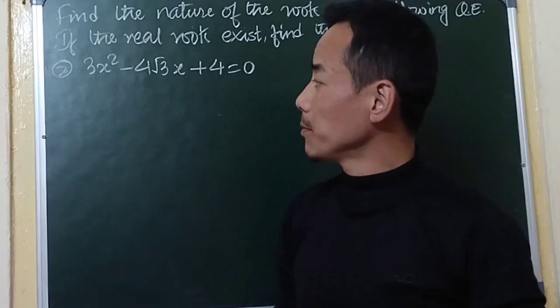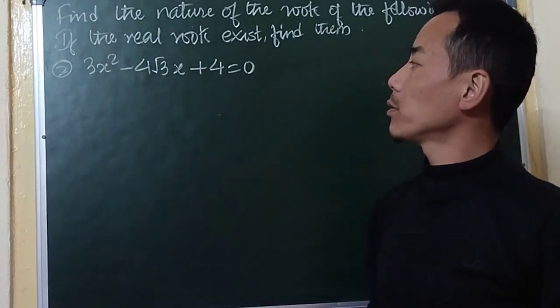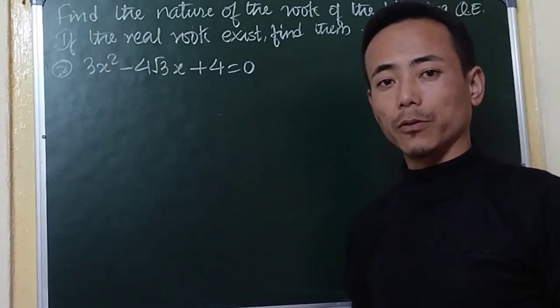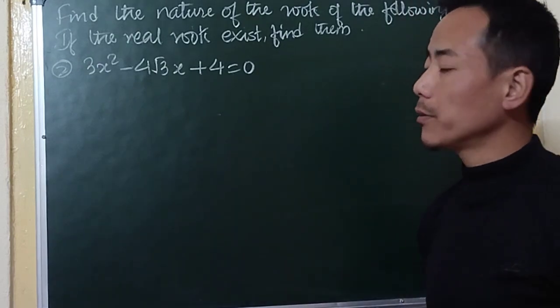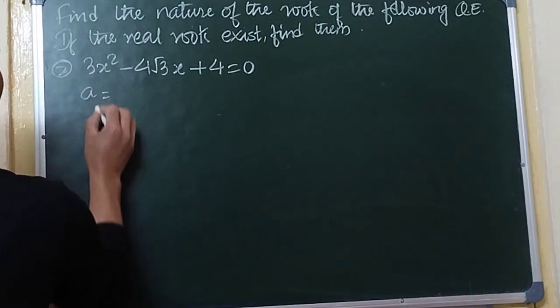So this is the second question. The quadratic equation given here is 3x square minus 4 root 3 x plus 4 equals 0. So let's first find out the value of the discriminant here. So first you will write the values of a, b and c.